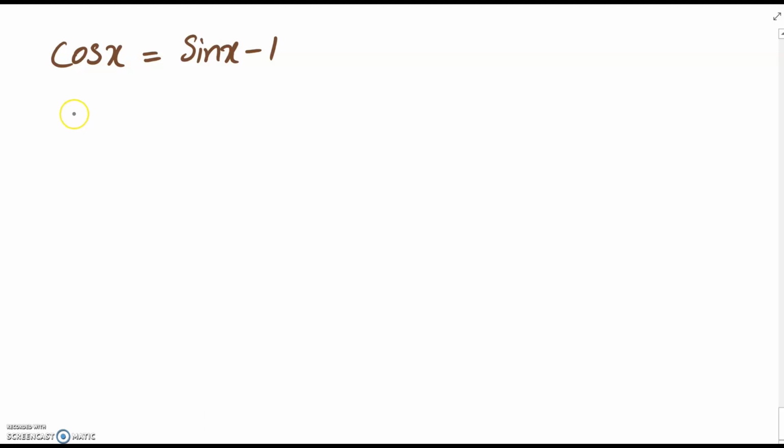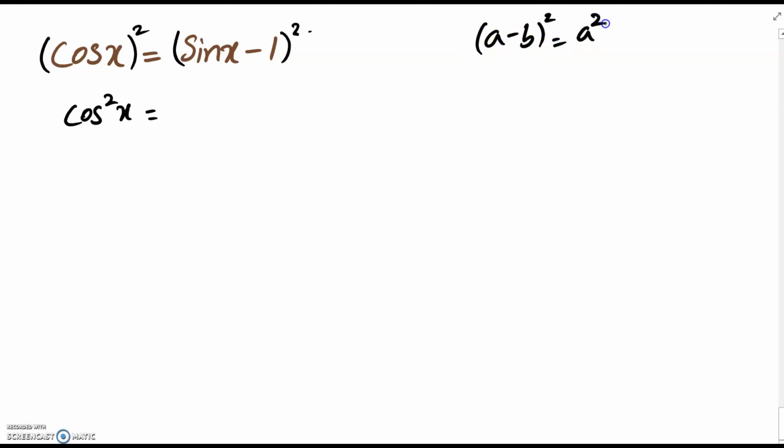So it's going to be cos squared x. I will take the square here, the square of this, the square of this. And then this will become, again, the formula is the same, only the sign is different. So it's going to be a squared plus b squared minus 2ab. The difference here is that it is minus now.